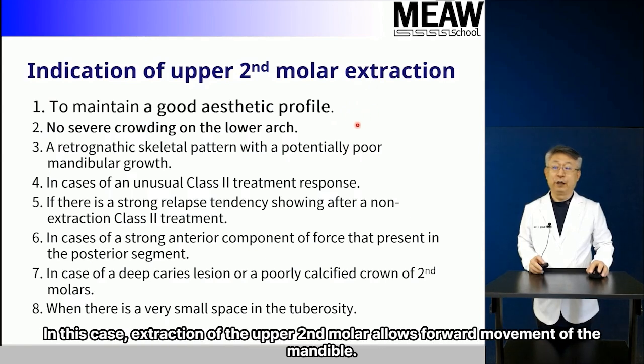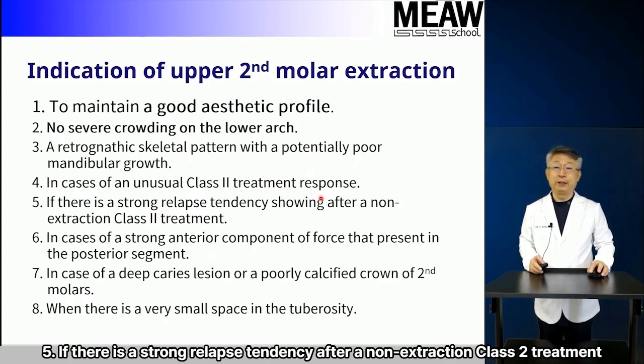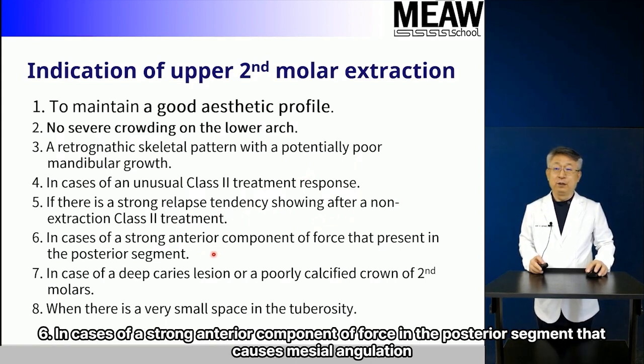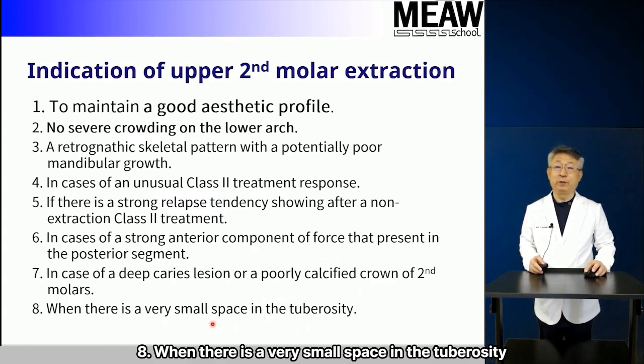In this case, extraction of the upper second molar allows forward movement of the mandible. 4. In cases of a poor response to Class II treatment or limited mandibular forward movement. 5. If there is a strong relapse tendency after a non-extraction Class II treatment. 6. In cases of a strong anterior component of force in the posterior segment that causes mesial angulation. 7. In case of a deep caries lesion or a poorly calcified crown of the second molar. 8. When there is a very small space in the tuberosity.